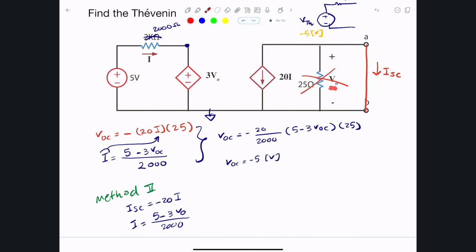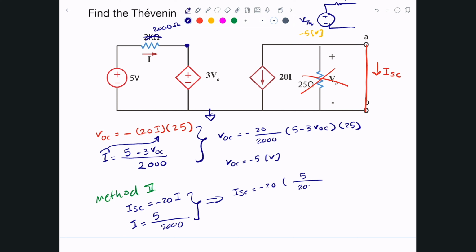Well, here's the value of V naught. V naught is the voltage across the wire, so it's 0. So all I have to do is just remove these here, and that's basically the value of the I. So what we need to do now is we combine them. So I short circuit will be negative 20 times 5 divided by 2000, and that value would be negative 50 milliamp.